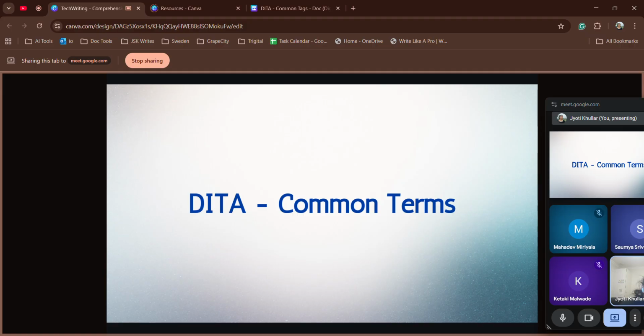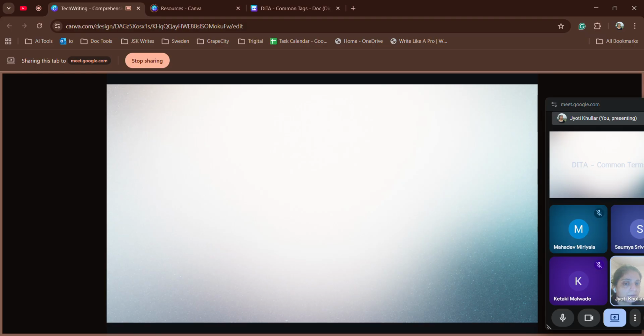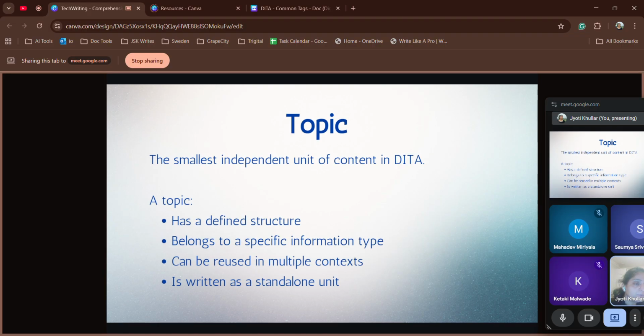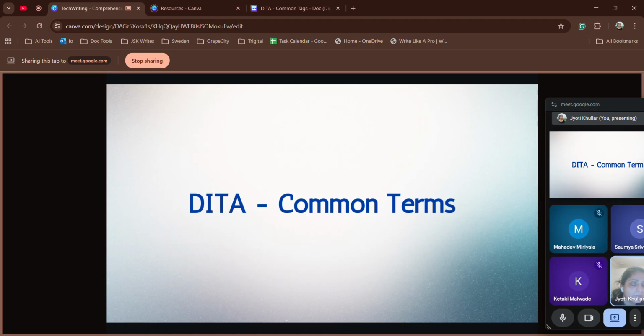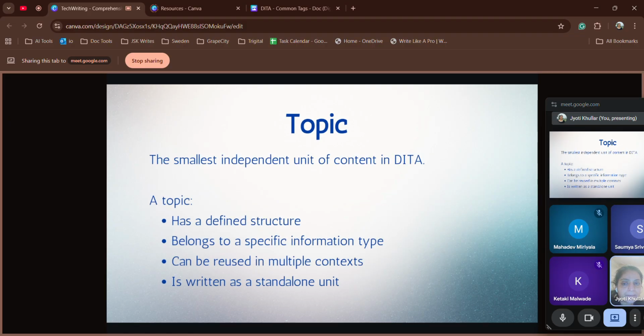What are the common terminologies that are related to DITA? Through these common terminologies, I will try to help you explain a little more. अभी तक कोई doubt है? Any doubt until now? No, it's fine. Anyone else? Okay.